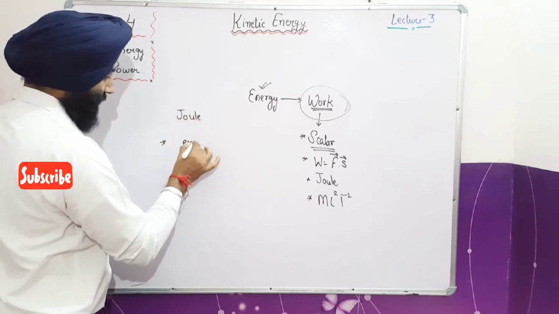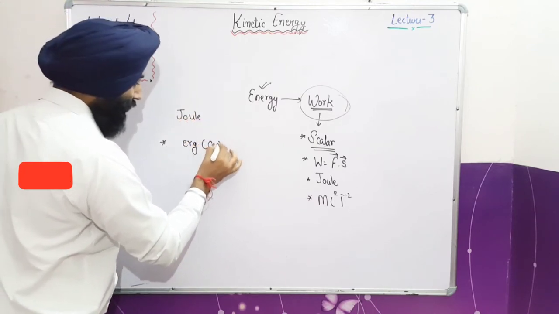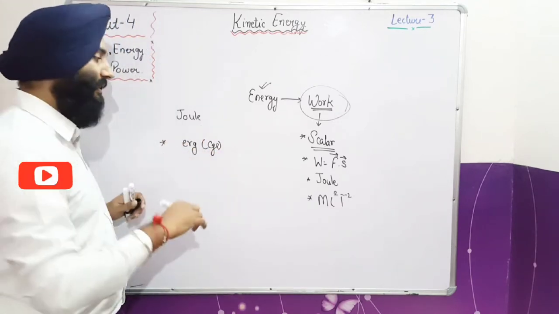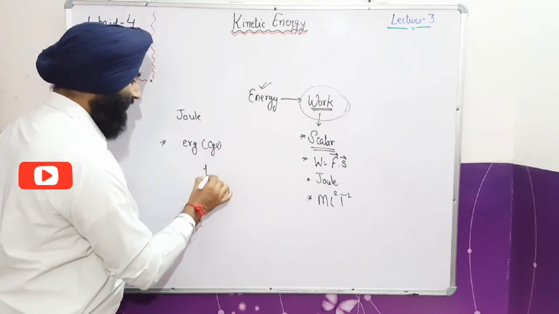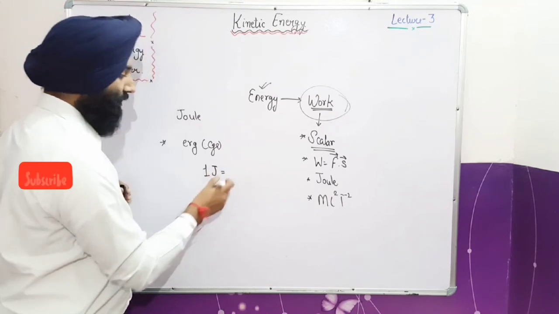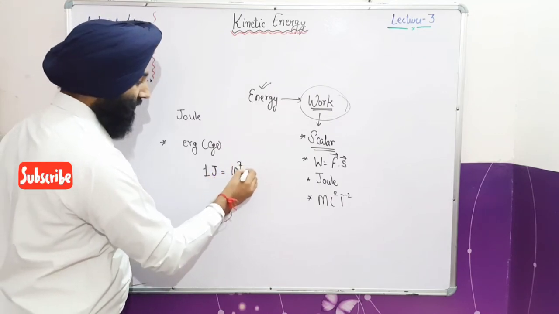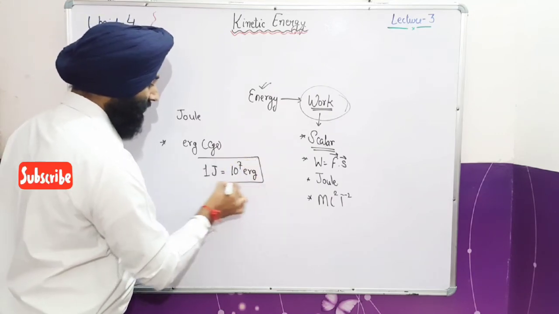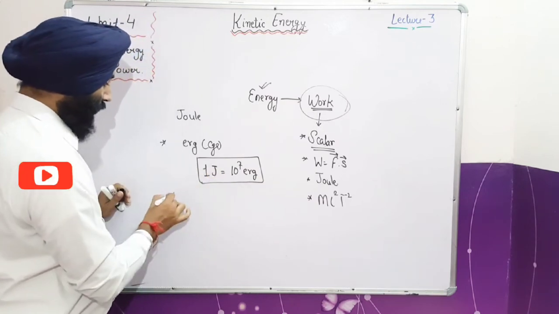The second unit is erg. Erg is the CGS unit of energy, and the relation between the SI unit and the CGS unit is 1 joule equals 10 raised to power 7 erg. I hope you already know this relation.